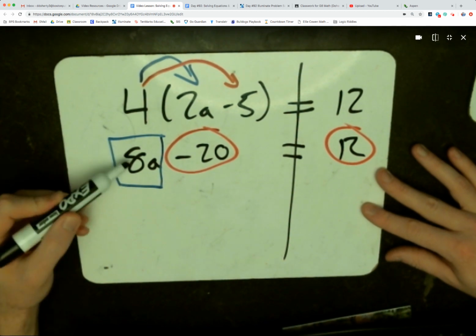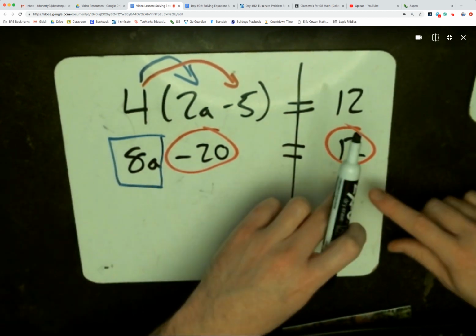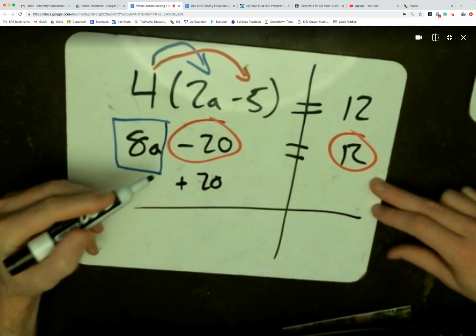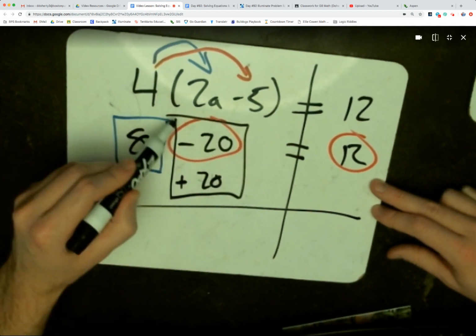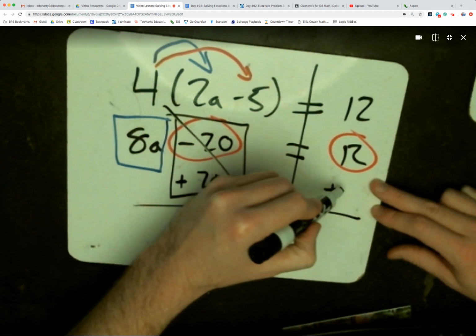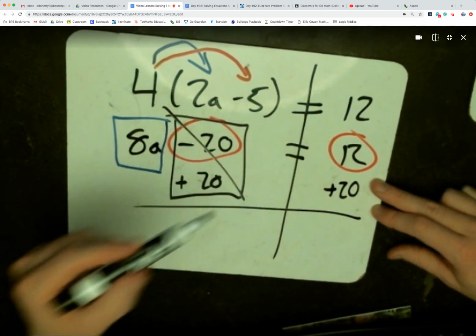Because 8a, the variable term, has already been gathered on the left side of the equation, I want all the constants on the right. I'm going to add 20. The inverse operation of subtracting 20 is to add 20, with the goal of getting rid of the constant term on the left expression, and now it shows up on the right so I can combine it with the like term, the other constant.